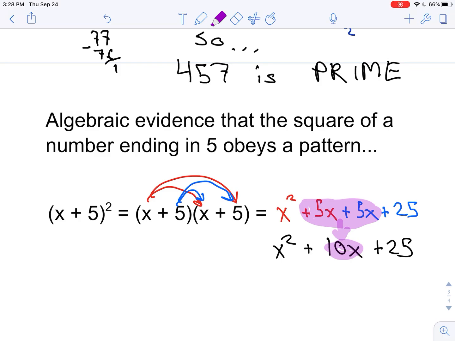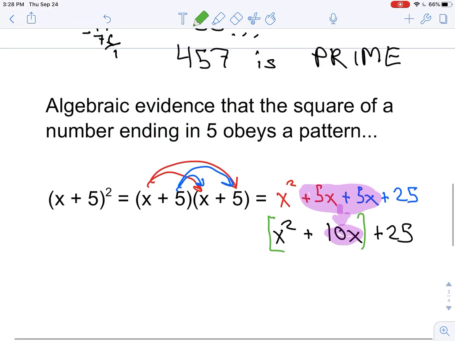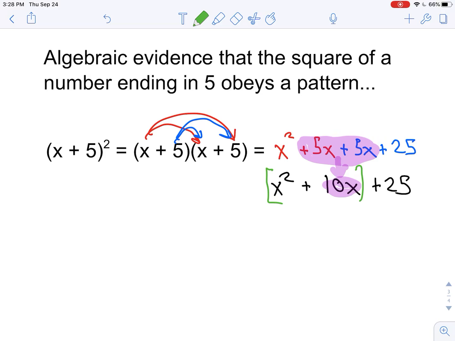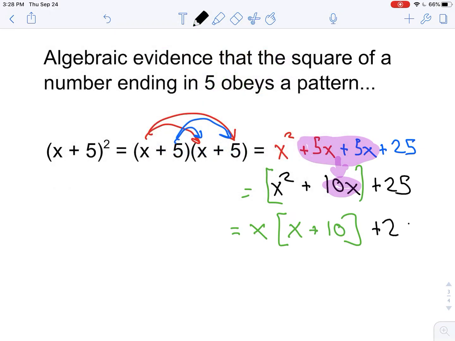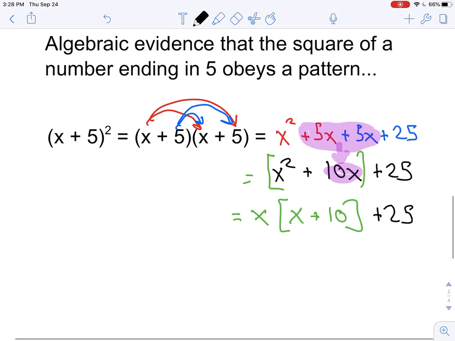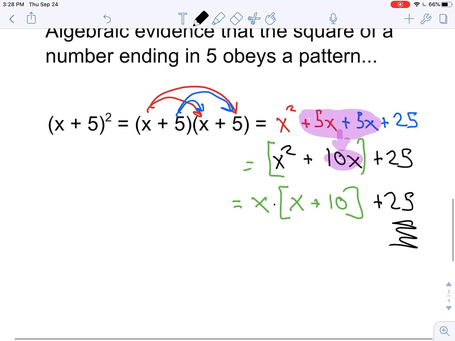That became 10x. Now, with this, I want you to consider that I could group this up like so. And now I can factor out x, because x squared plus 10x, they both divide by x. So I'm going to rewrite this as x times, now I'll write x plus 10, leave that behind. The plus 25, nothing happened to it, did it? So what I have right now is I've got what amounts to be two different factors, x times x plus 10 with 25 added on to it.